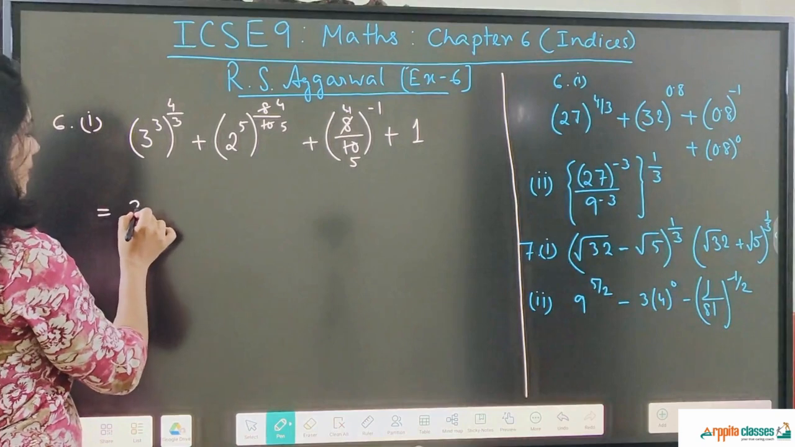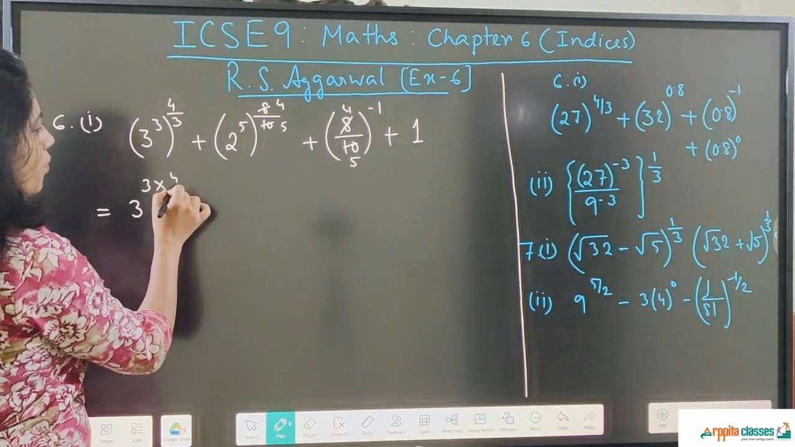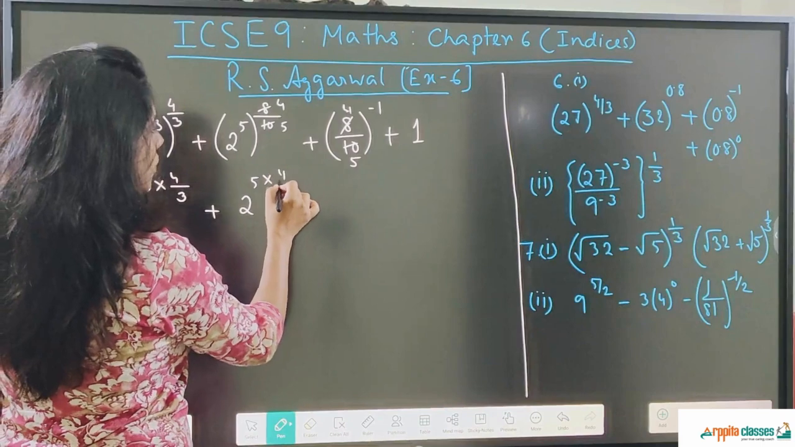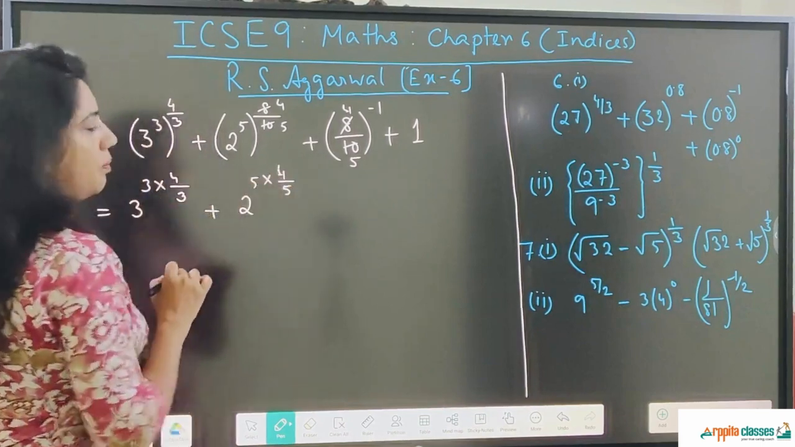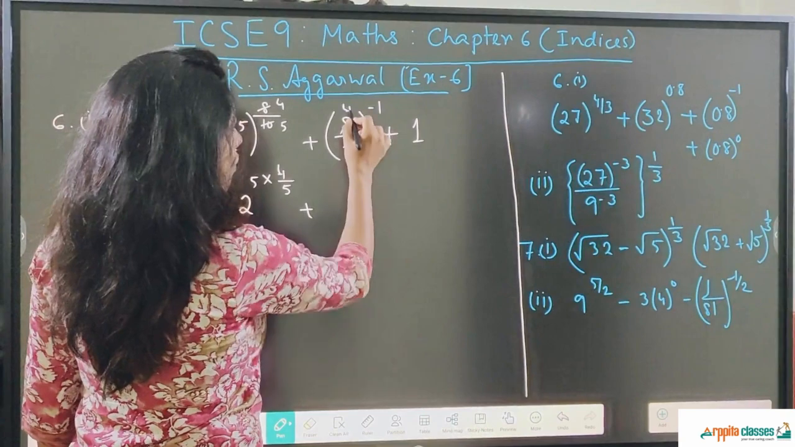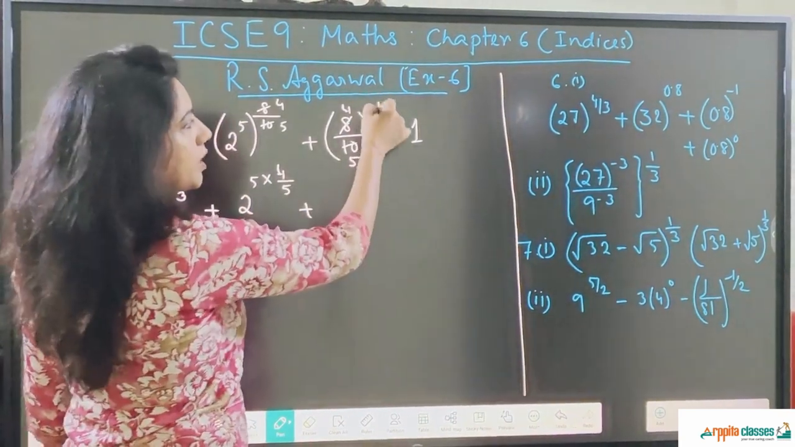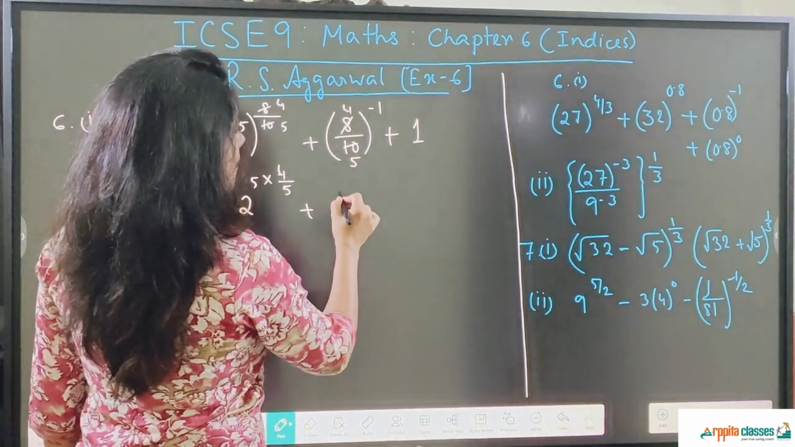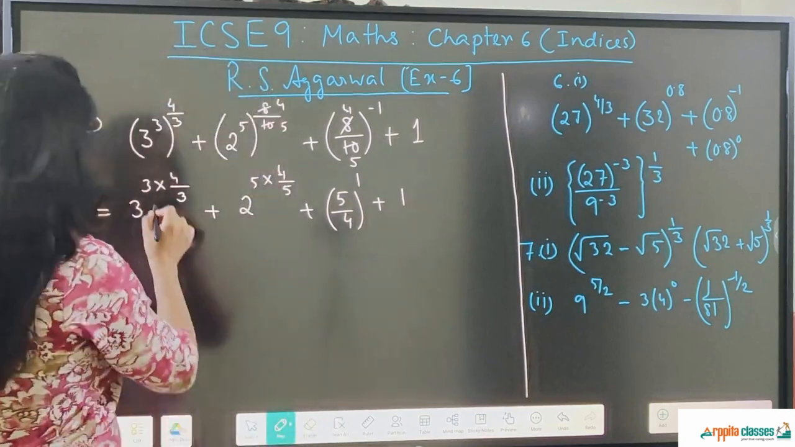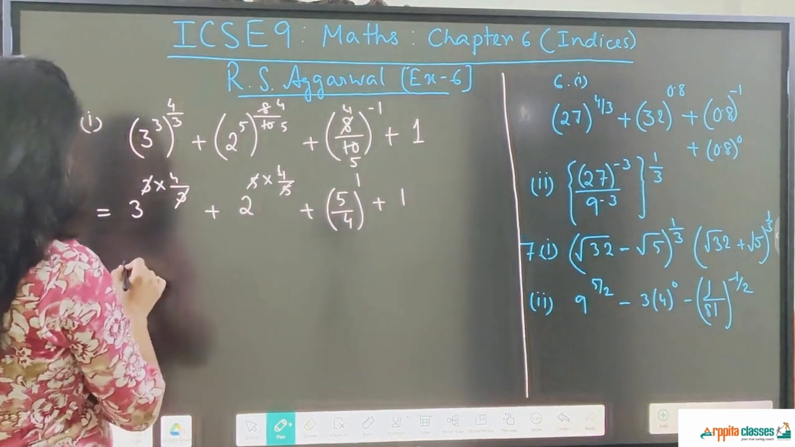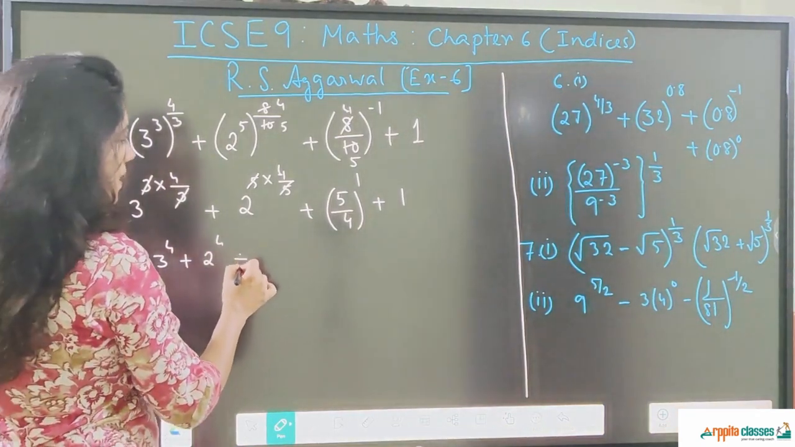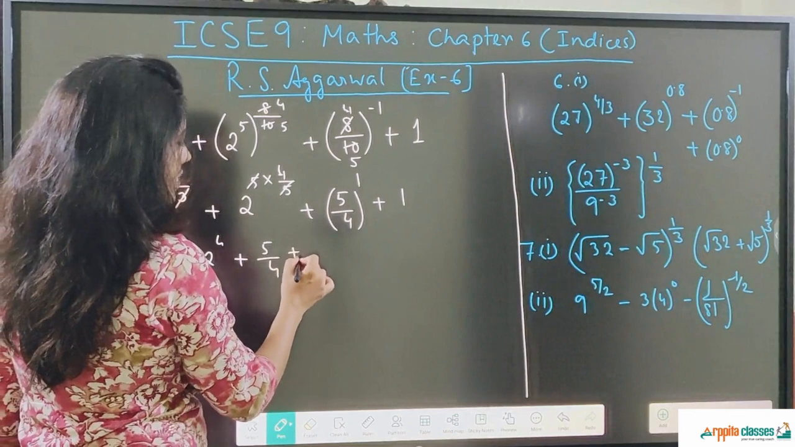So here in the next step I get 3 to the power 3 into 4 upon 3 plus this will be 2 to the power 5 into 4 upon 5. I guess you understand the property a to the power m whole to the power n is equal to a to the power mn, plus this is 4 by 5 to the power minus 1. So I will make the exponent positive. For that I will write 5 upon 4 to the power 1 and plus 1 is there. 3 and 3 get cancelled. Here 5 and 5 get cancelled. So this is 3 to the power 4 plus 2 to the power 4 plus 5 upon 4 plus 1.